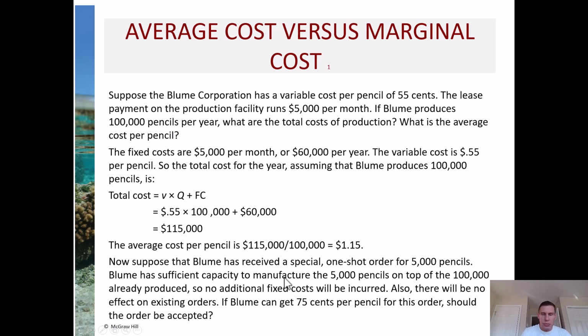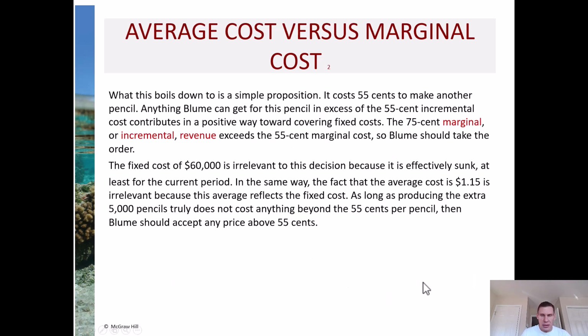Now, suppose that Bloom has received a special one-shot order, like a one-time order, for 5,000 pencils. Bloom has sufficient capacity to manufacture the 5,000 pencils on top of the 100,000 already produced. So no additional fixed costs will be incurred. Also, there will be no effect on existing orders. If Bloom can get 75 cents per pencil for this order, the question is, should the order be accepted?